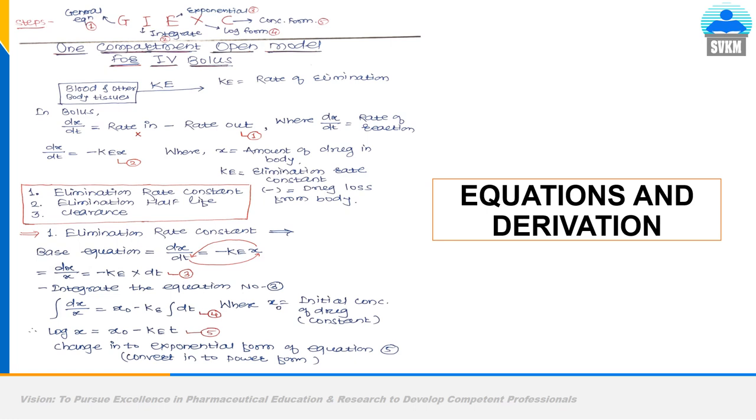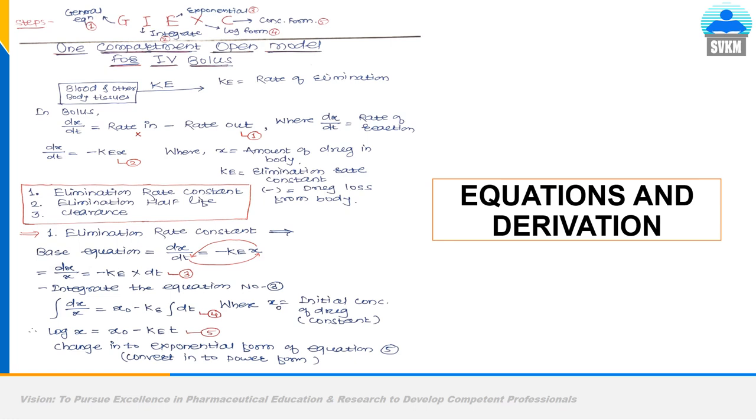We already discussed the basic equation, that is, dX/dt is equal to minus Ke X. Now, the second step, we need to go for integration. In integration, we need to put both variables on the same side. So we move the X from here to here, and the equation becomes dX/X is equal to minus Ke dt, equation number 3.